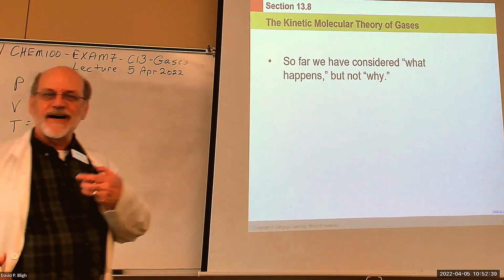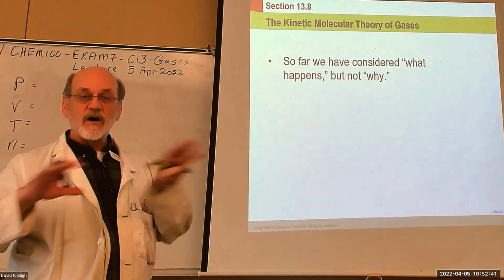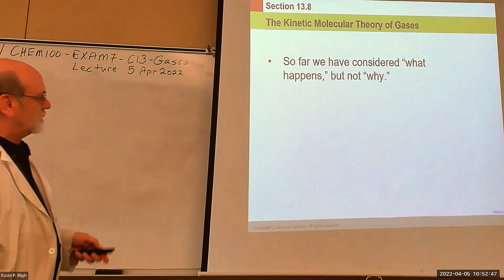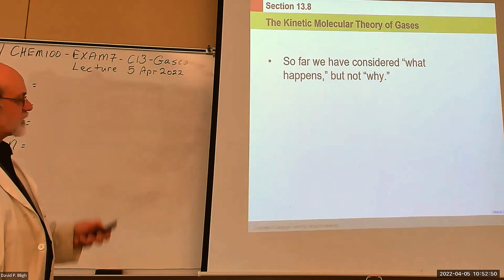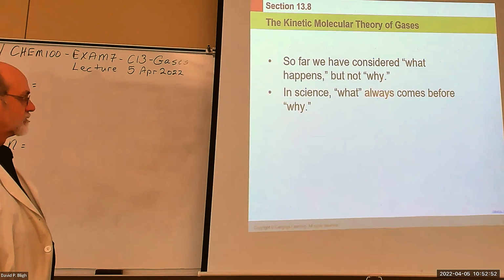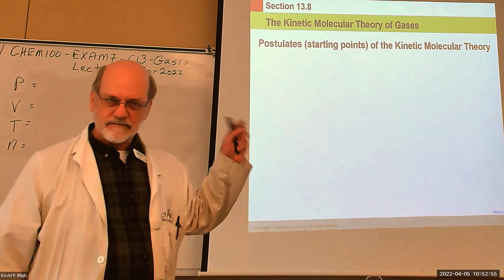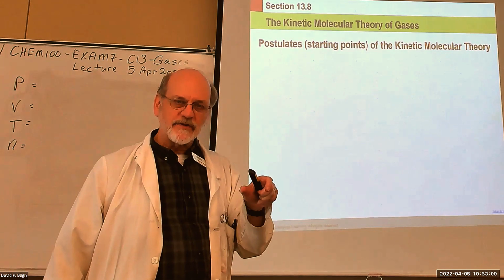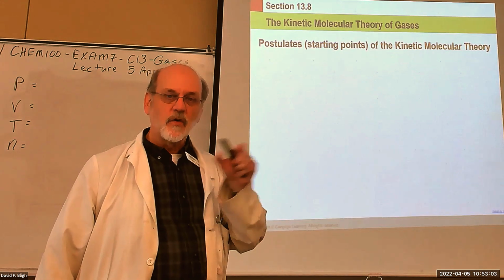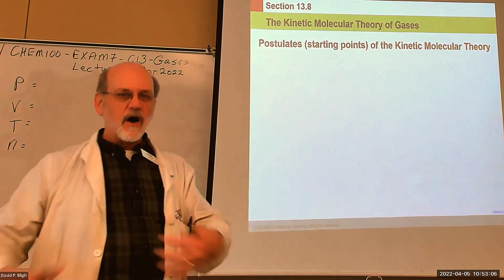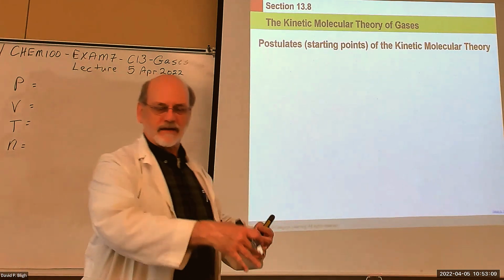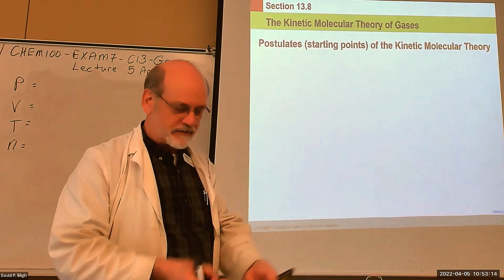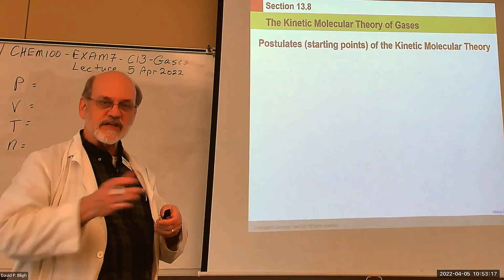Okay, so now for the final theory that explains all these laws. It's called the kinetic molecular theory of gases. And it attempts to explain why things happen the way they do. In the sciences, what happens nearly always precedes why something happens. We gather all the information we can about what's happening, and then we propose a theory and develop a model to explain why it happens. So laws usually precede theories.